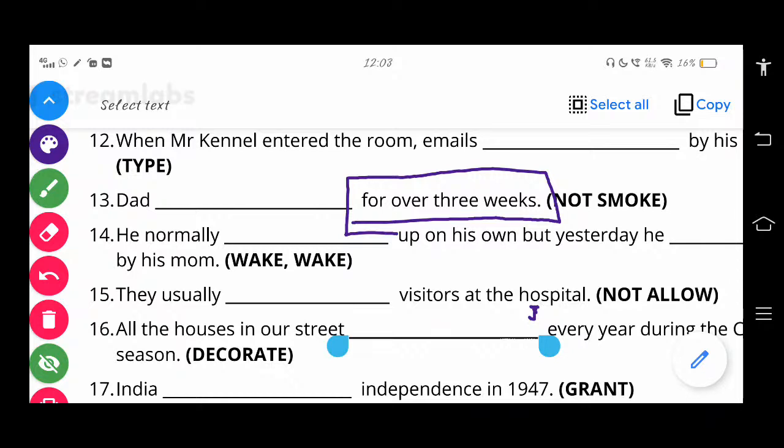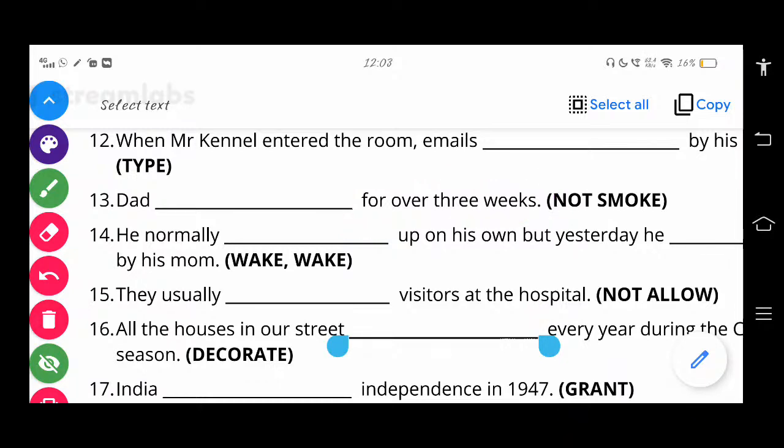clear everyone? Right, how many of you are listening to the class? Please put a comment, make it quickly. Yes, keep commenting. Yes, how many of you are listening to this class? Okay, and 14th example.